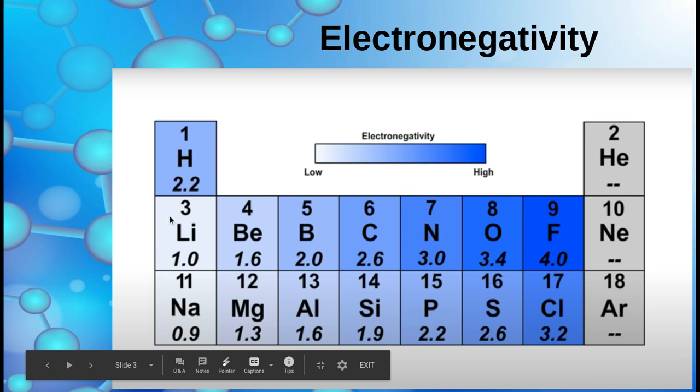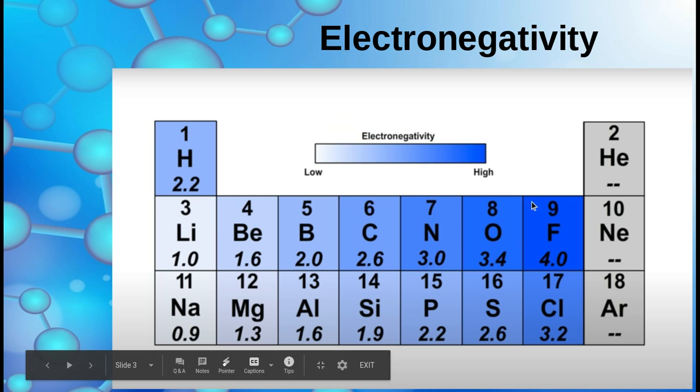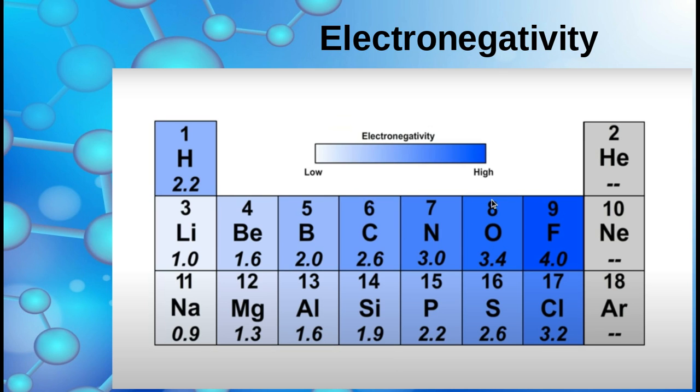Now, these ones down here, they're kind of on the light blue side, the whitish side, and they have a low electronegativity, which means basically they're going to easily give up their electrons. But if you get up here, these will not give up their electrons very easily, if at all, and they want other electrons. So these have a great pull on electrons, and these do not.